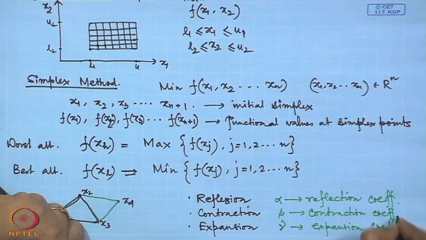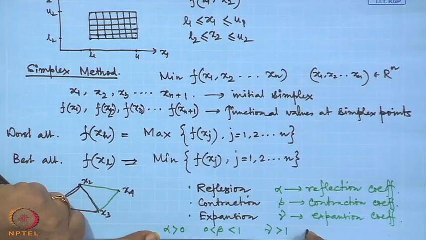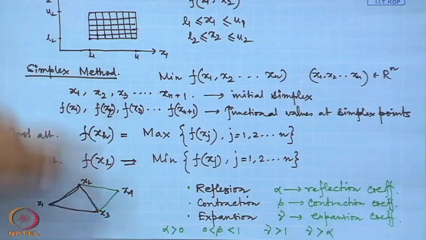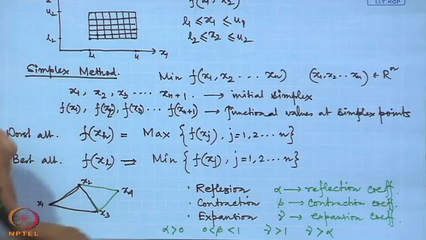And there are certain specific values for this alpha, beta, gamma as well. There are certain conditions for it. Always alpha is greater than 0, beta is in between 0 and 1, we can prove it also, and gamma is greater than 1 and gamma is greater than alpha. How the whole process is dependent on these parameters alpha, beta, gamma, I will show you in the next.